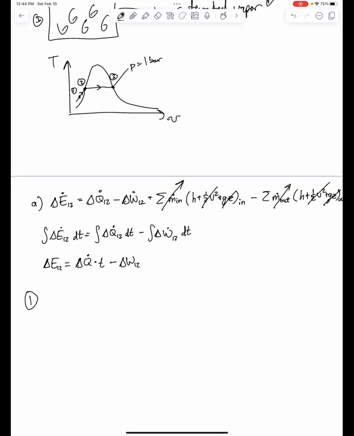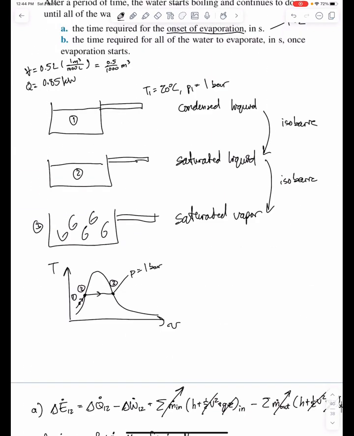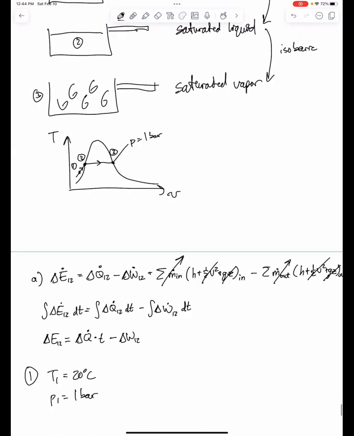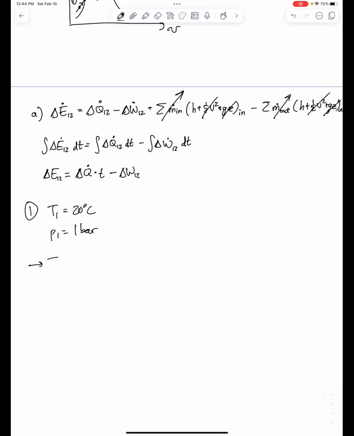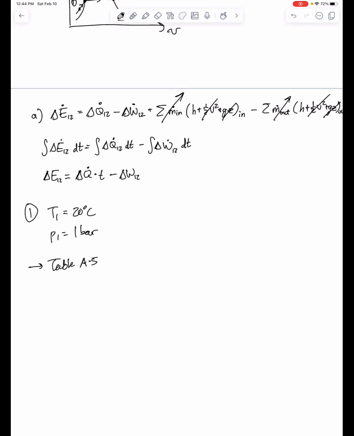I should specify. Temperature at 1 was 20, and P at 1 was 1 bar. So technically, as we mentioned, it's condensed liquid. My first step would have been to go to table A5, because that's where the condensed liquid properties are. But the lowest pressure they have there is like 2.5 or 5, which is higher than 1. So we don't have a way to get our values, so we can't use this method.